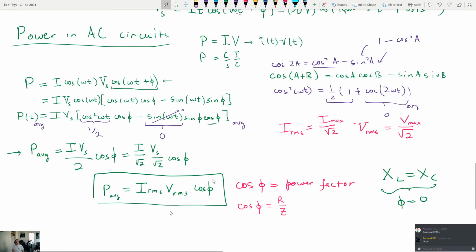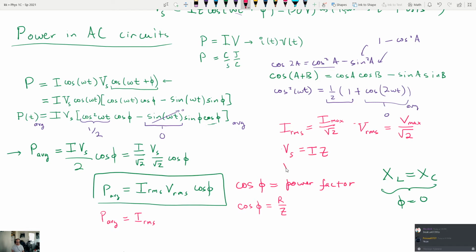So if we use that definition, we can come back here and say, well, then our average power is going to be equal to IRMS times, what's VRMS equal to? Well, VRMS is actually going to be equal to Vmax over root 2, but it's also, according to one of our equations from before, we said that the voltage of the source was equal to I times Z, right? But these were both maximum values.